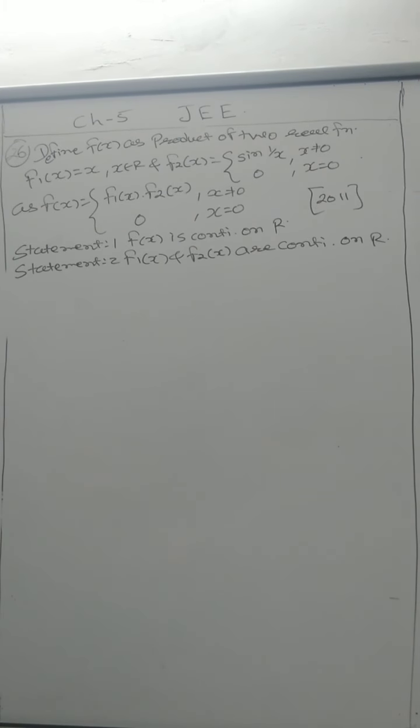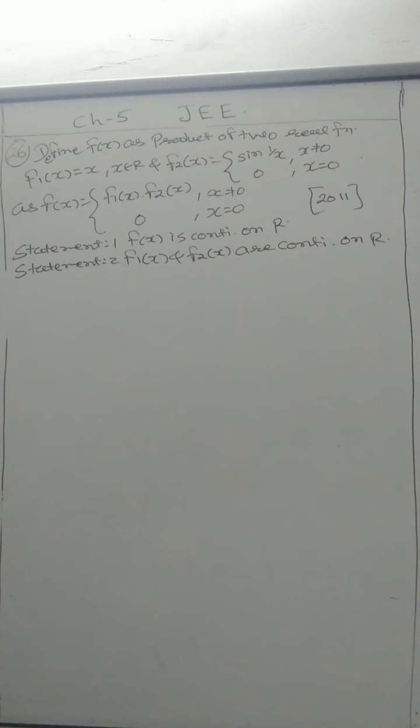And we want to choose among A, B, C, D. There are 4 types of options. First option: statement 1 is true, statement 2 is true, and statement 2 is a correct explanation of statement 1. Option B: statement 1 is true, statement 2 is true, but statement 2 is not a correct explanation of statement 1. Then statement 1 is true, statement 2 is false. And statement 1 is false, statement 2 is true. So these 4 options are given. Now we start.